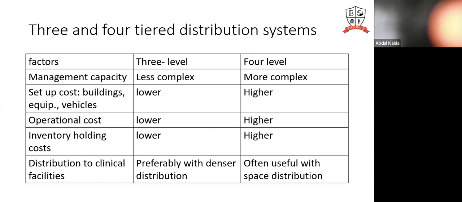Inventory: each level holds a safety stock, so there is much inventory held at each level. So inventory holding cost will also be higher. So you see, before you design which tier system you want to use, whether a 2-tier, a 3-tier or a 4-tier system, you have to look at all the advantages and disadvantages of these systems.